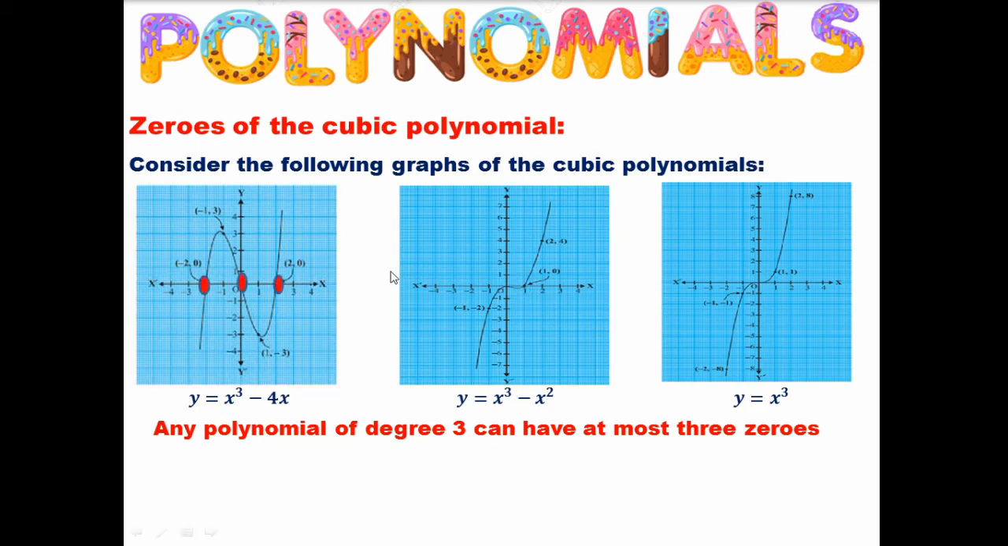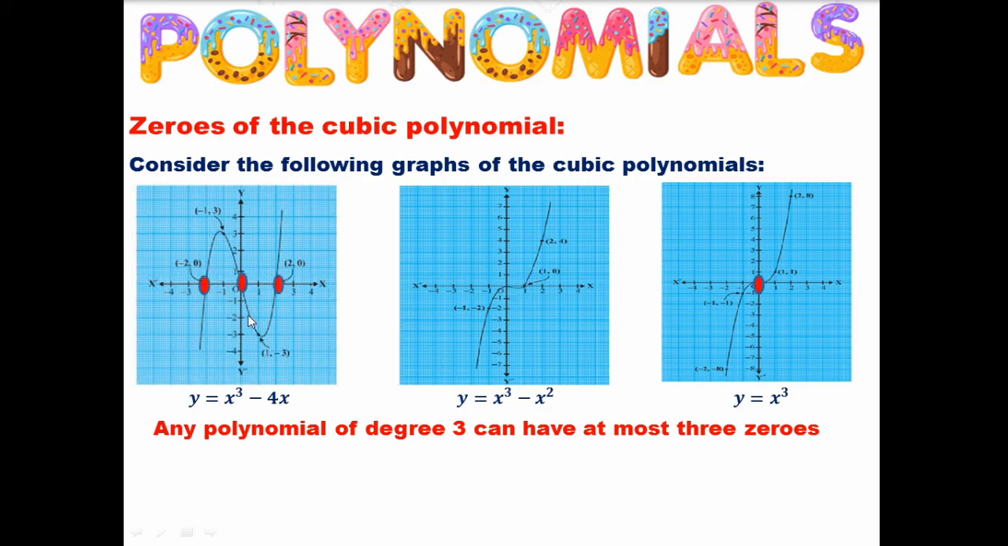And in a quadratic polynomial, I told you it may not have a zero in some cases, but that's not the case for a cubic polynomial. A cubic polynomial will definitely have a zero. It has 1 zero or 2 zeros or 3 zeros. So no zero is not possible for a cubic polynomial.